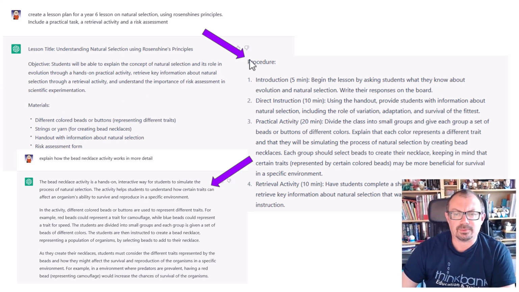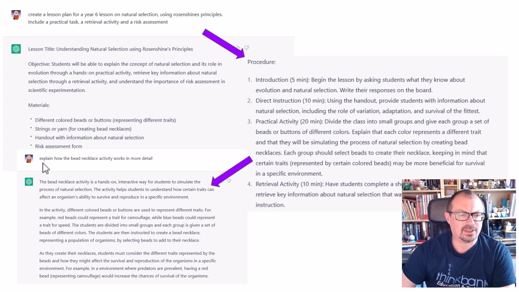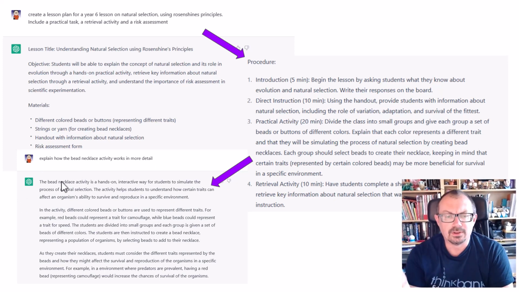It talked about some kind of thing called a bead activity, which I hadn't heard about, so I just asked it in a sentence, explain how the bead activity works in more detail, and it then went with the explanation of what that activity was, so that was quite nice.